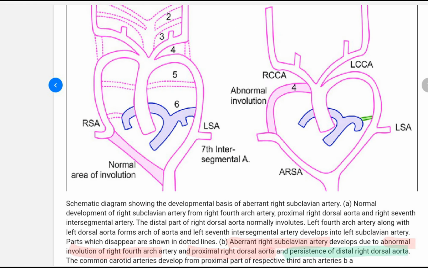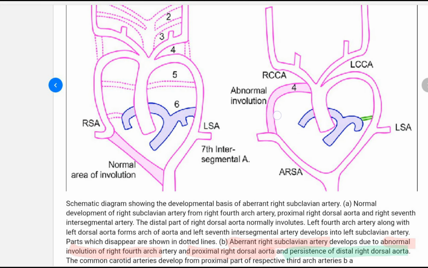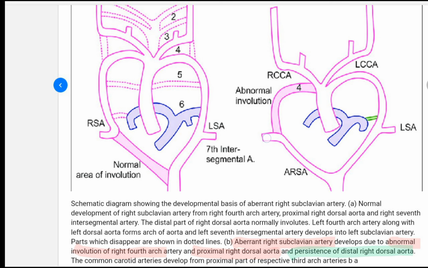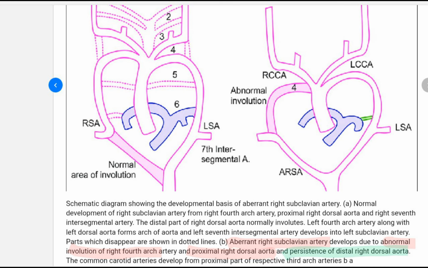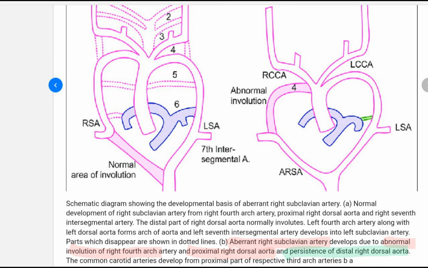Then there is something called aberrant right subclavian artery. What happens in aberrant right subclavian artery? It is due to abnormal involution of the right fourth arch artery. Right fourth arch artery was supposed to give rise to right subclavian, but if it abnormally involutes, and also the proximal right dorsal aorta, this will also involute. Then there is persistence of distal right aorta. Distal right aorta will persist. This will be giving rise to abnormal or aberrant right subclavian artery.